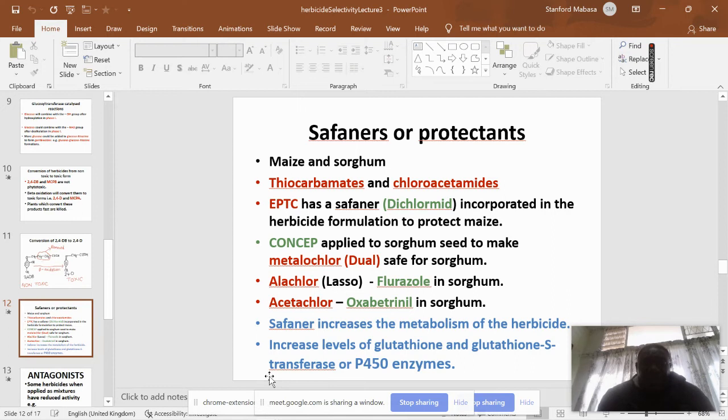I also want to talk something on safeners. Now, there are some grass killers which can potentially kill crops like maize and sorghum. This group of herbicides are known as thiocarbamates and chloroacetamides. EPTC can potentially kill maize, but the manufacturers have added a safener which protects maize.